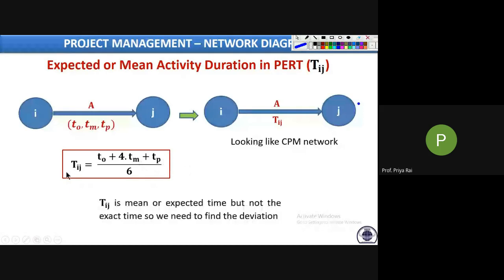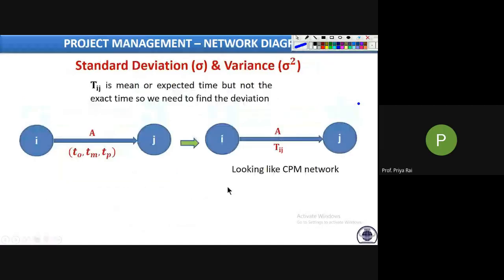Clear? Now see, this Tij is the mean or expected time. This is average, but it is not the exact time. Whereas Dij was the exact time. But here it is not exact. It is simply the average of these 3 things.